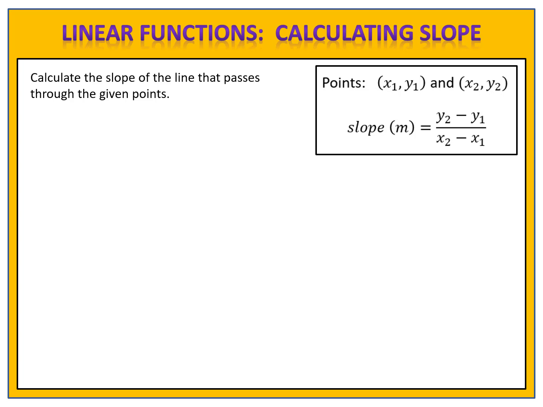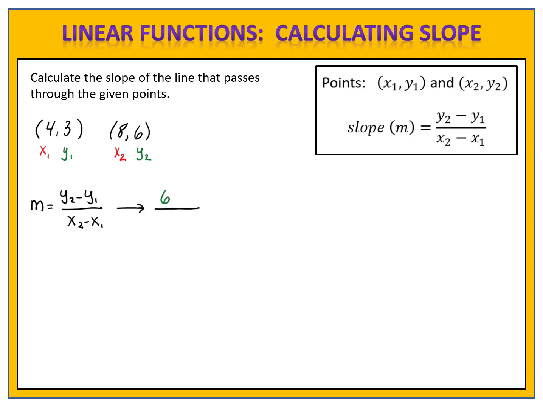We want to calculate the slope of the line that passes through the 2 points that are given to us. Those points are 4, 3 and 8, 6. In order to calculate the slope, begin by labeling your points x1, y1, which means the first x and the first y, and x2, y2, which means the second x and the second y. Then we write our slope formula. M equals y2 minus y1 over x2 minus x1. You should write this formula every time you use it. Now we substitute the numbers into the formula.